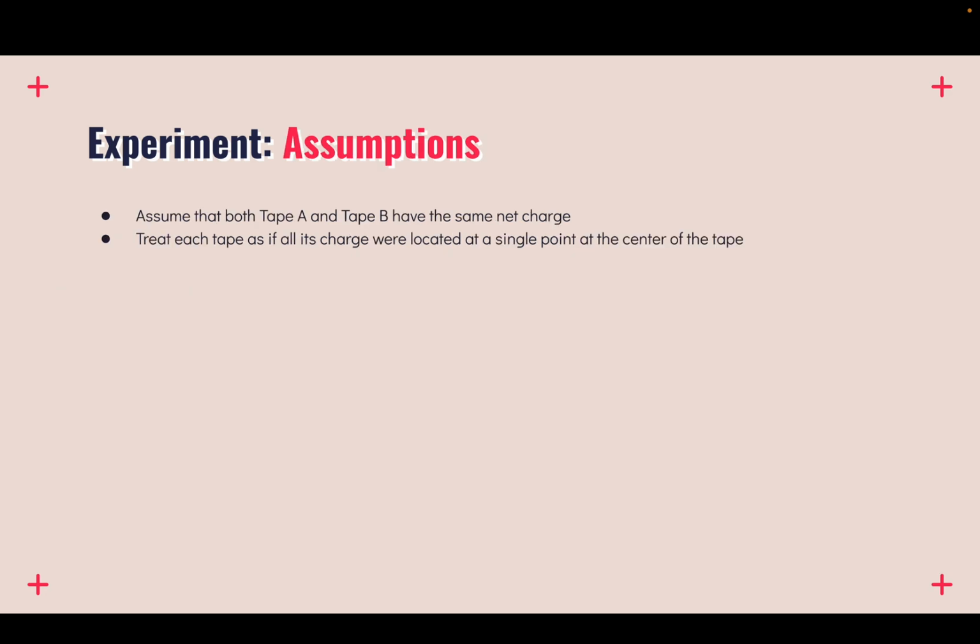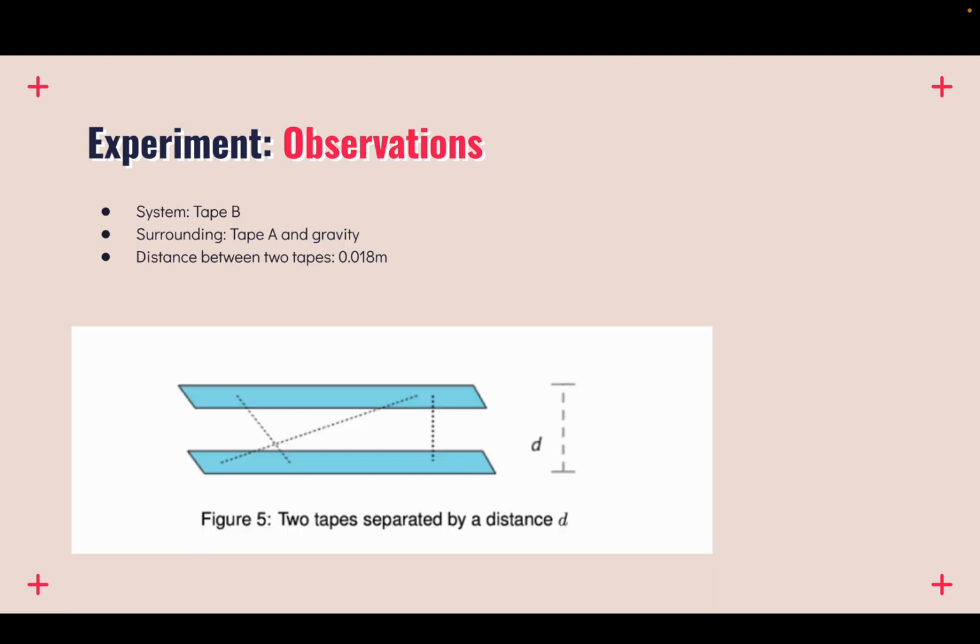There are two assumptions we made in this lab. First, we assume that both tape A and tape B have the same net charge, and second, to treat each tape as if all of its charge were located at a single point at the center of the tape.